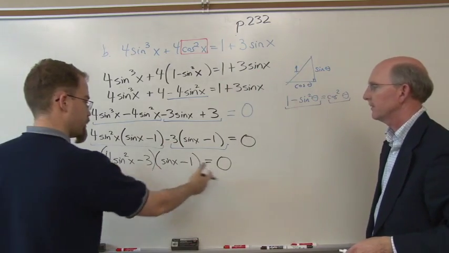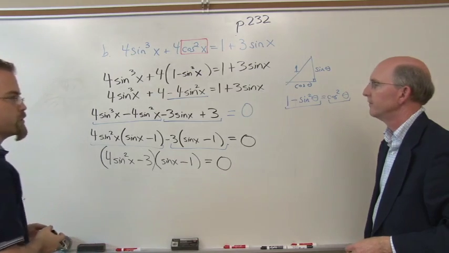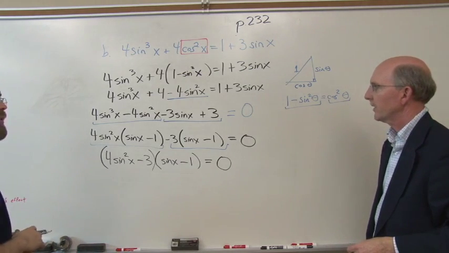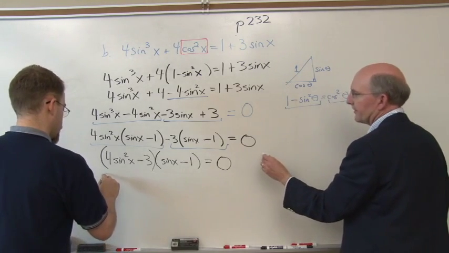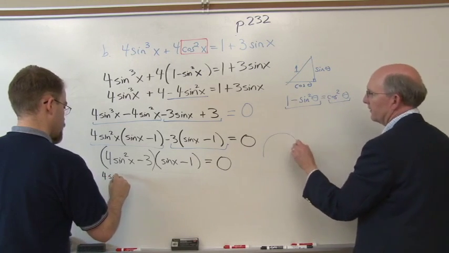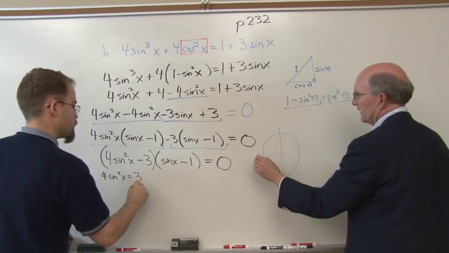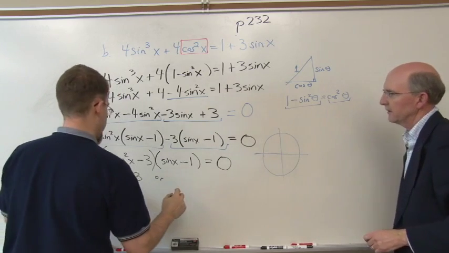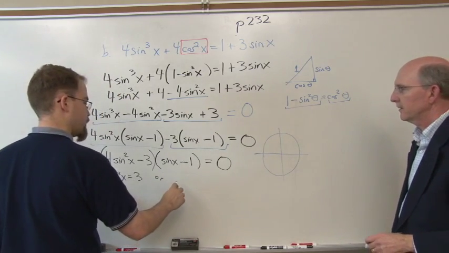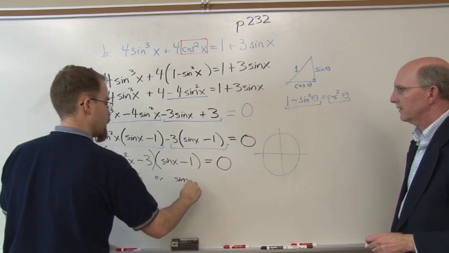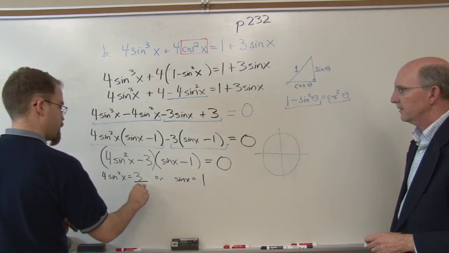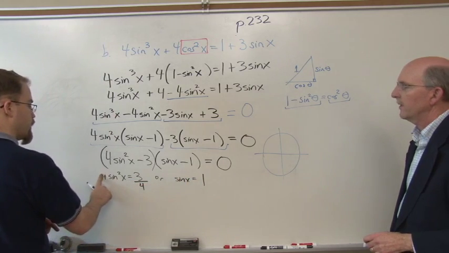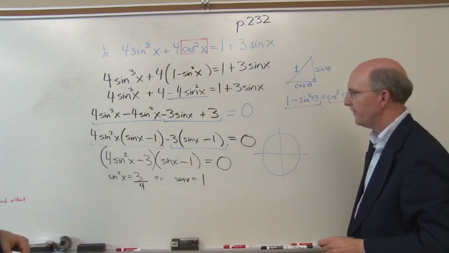And that worked great because now we've got 2 things that when they multiply equal 0, so either the first one is 0 or the second one is 0. All right, go ahead and set those equal to 0. I'll get out the unit circle and we'll see where our solutions are. All right, so that's 4 sine squared x equals 3 or sine x equals 1. And we can simplify that. Divide both sides by 4. Okay, so sine squared would have to be 3/4.